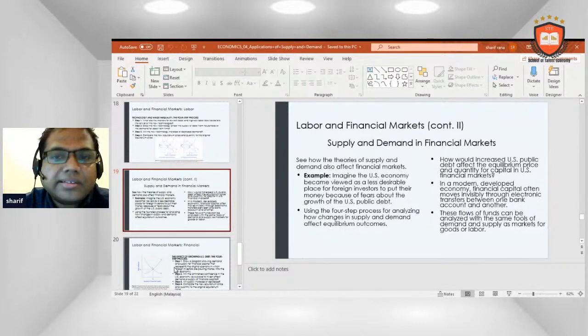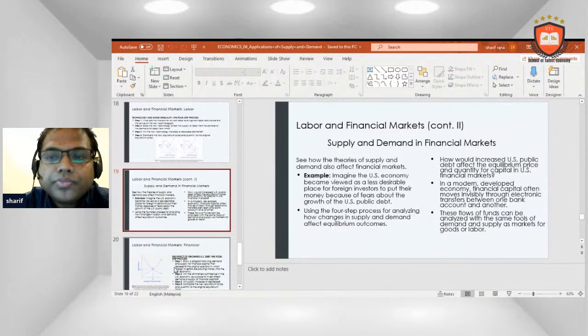Labor and financial market: supply and demand in financial markets. See how the theories of supply and demand also affect financial markets. Example: imagine the US economy becomes viewed as a less desirable place for foreign investors to put their money because of fear about the growth of the US public debt. Using the four-step process for analyzing how changes in supply and demand affect equilibrium outcomes, how would increased US public debt affect the equilibrium price and quantity for capital in the US financial market?